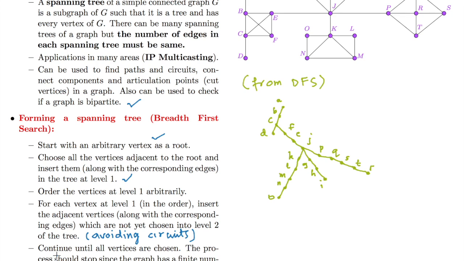So we keep on adding at level 2. If we have 4 vertices at level 1, we choose the first vertex and choose all the adjacent vertices of the first vertex which have not been inserted into the tree, and insert them in level 2, and so on. We continue until all vertices are chosen. The process should stop since the graph has a finite number of vertices.